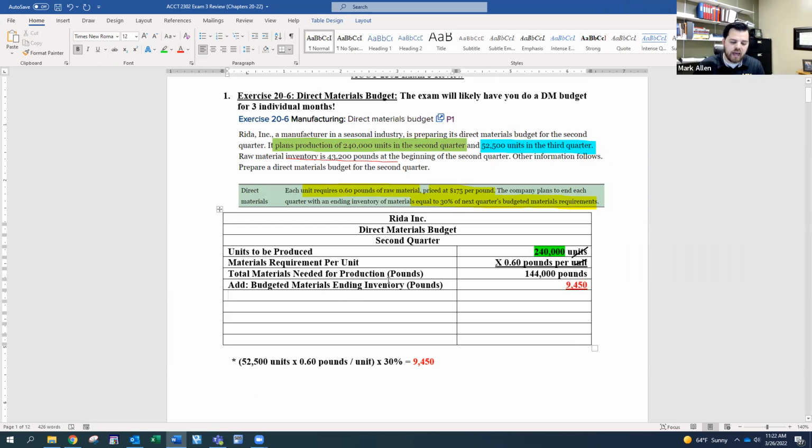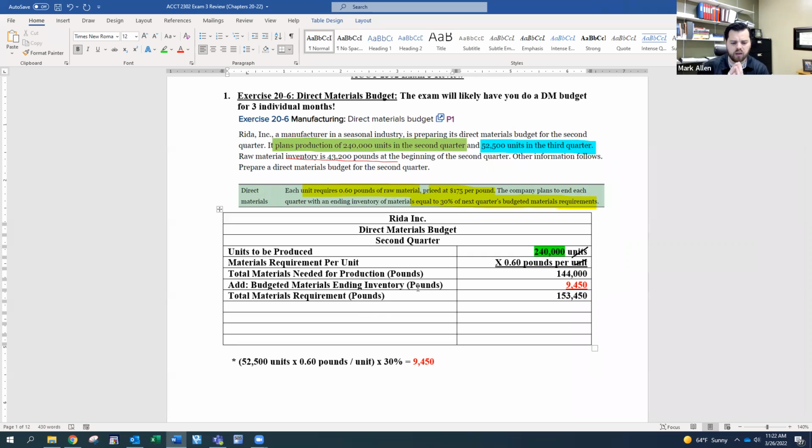So we're adding that in. That gives us the total materials requirement in pounds still. 153,450. Okay, 153,450. That's the total amount of pounds of material we will need. But do we need to buy all of that material? What do you think? So I'll give you a second. You can kind of ponder that. And the answer is no.